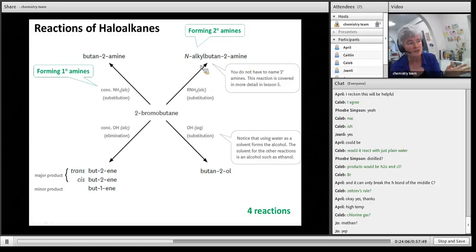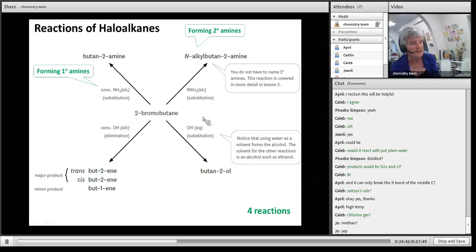If we react it with an amine, you can get a secondary amine. Now, you do not have to know how to name these for the exams or for the spectroscopy standard. So you're welcome to explore it, but you don't have to know that. In the exam, sometimes I'll give a name of a secondary amine, so I've included it so you aren't thrown by wondering where this N suddenly comes from. Okay, it's just one of the ways you name secondary amines.